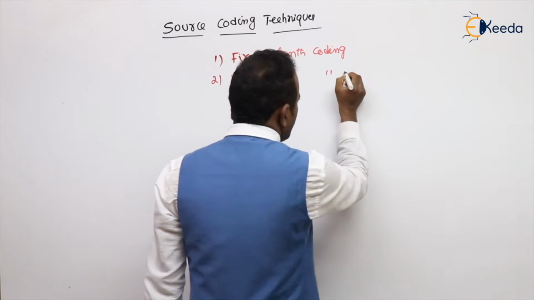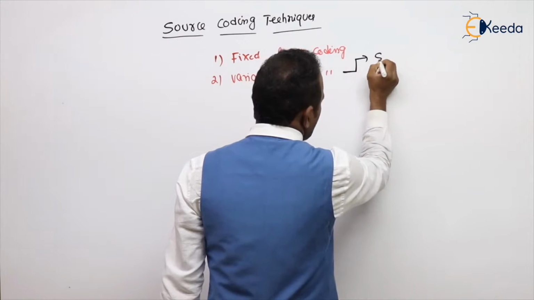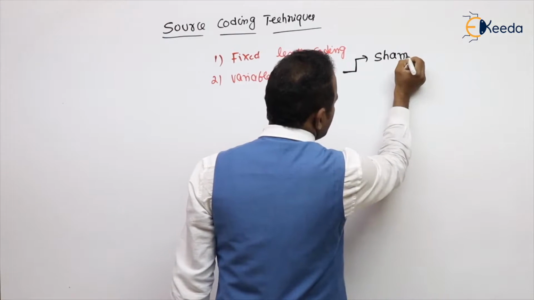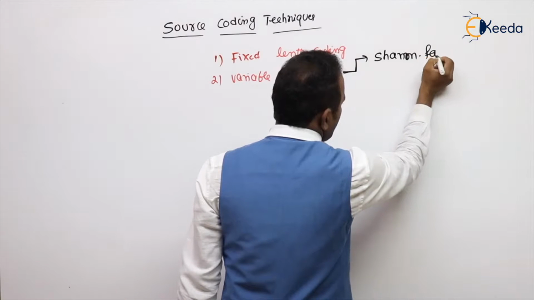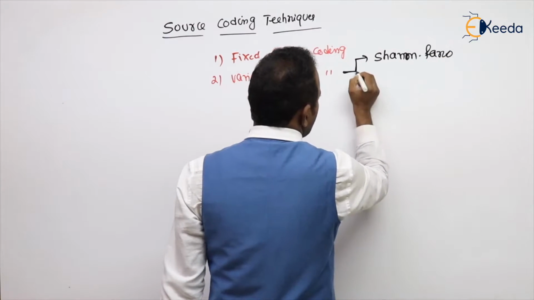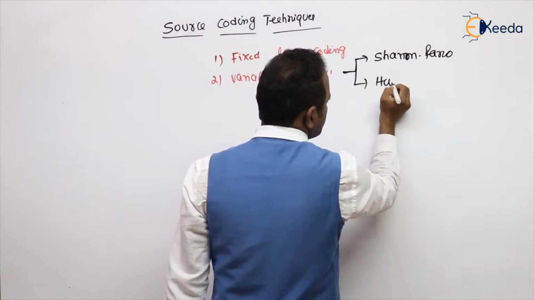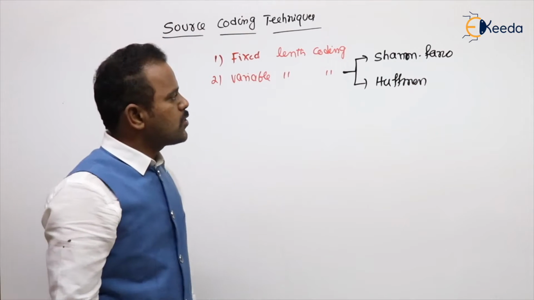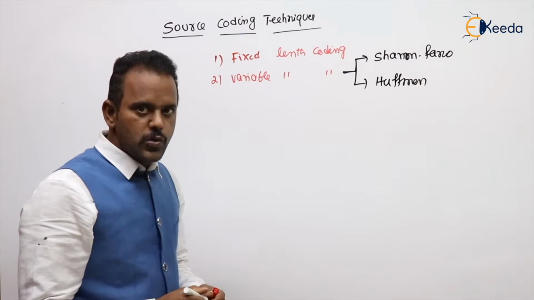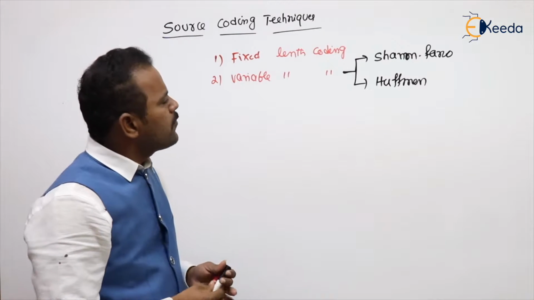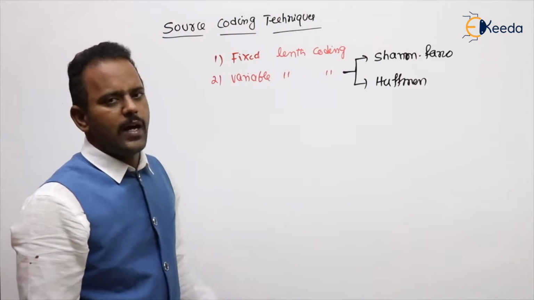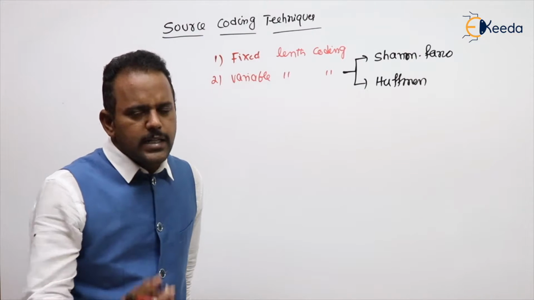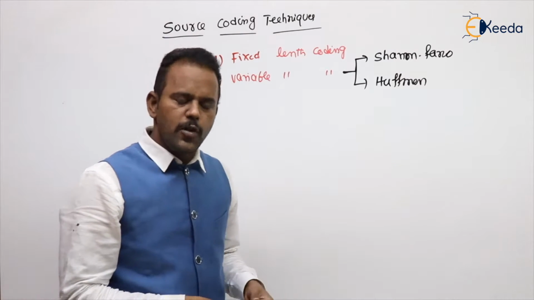What variable length coding techniques do we have, sir? One, you might know about it, is Shannon-Fano. Another one is Huffman. Shannon-Fano source coding technique, Huffman source coding technique. Before going into Shannon-Fano as well as Huffman, let's see some of the basic points, then we will go forward.